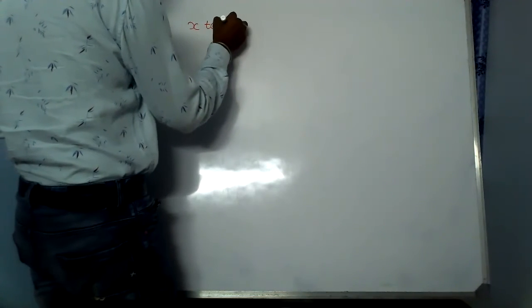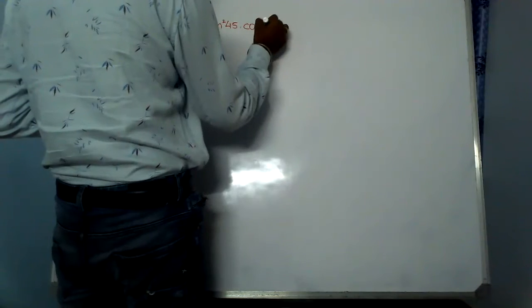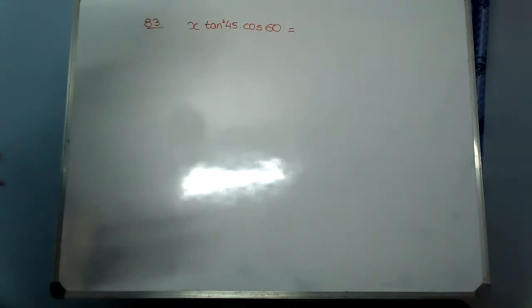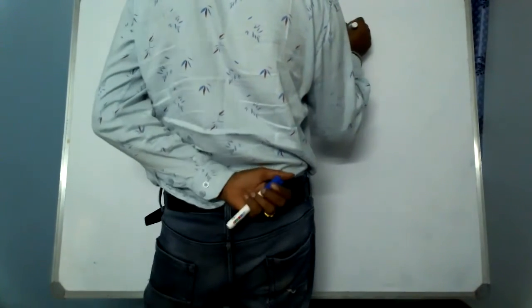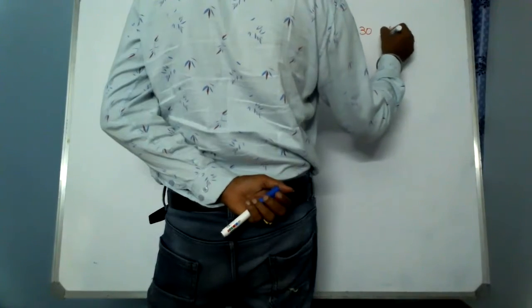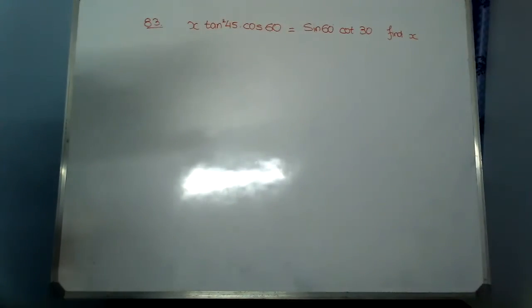83. We have done a similar question like 83. It says, if x tan square 45 into cos 60 is equal to sin 60 cot 30, find x. So this is the whole question. Just substitute the values, you'll get your answer.